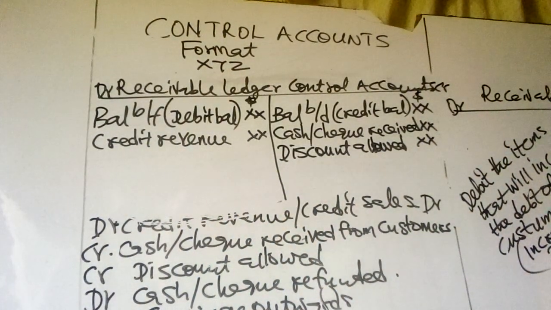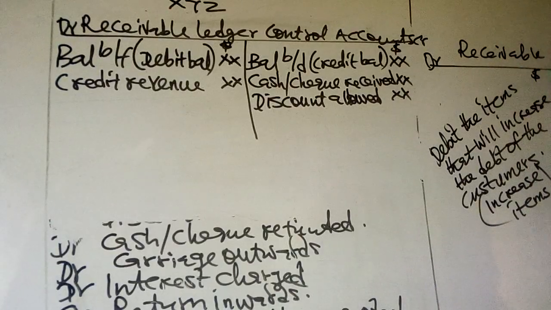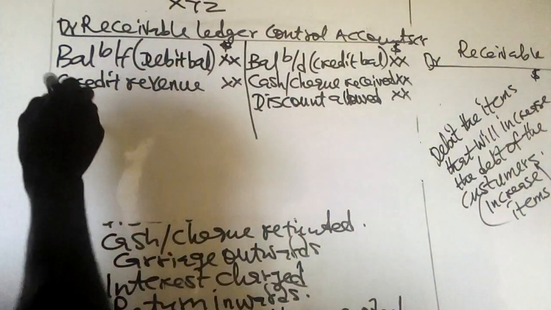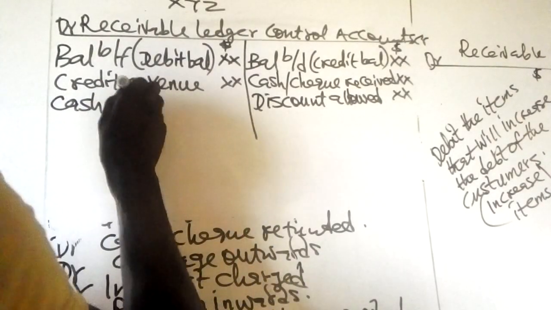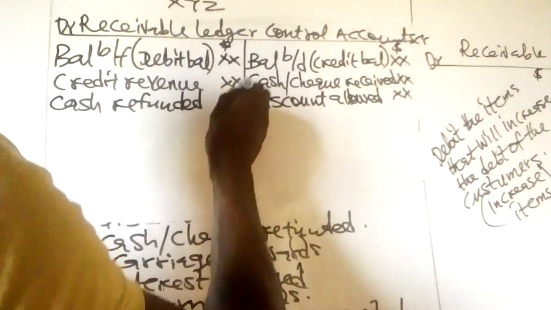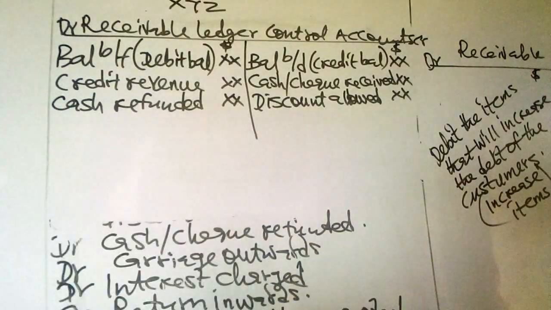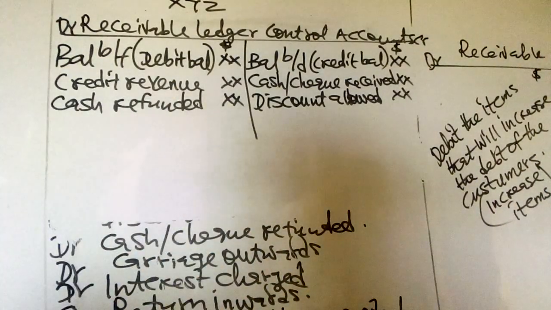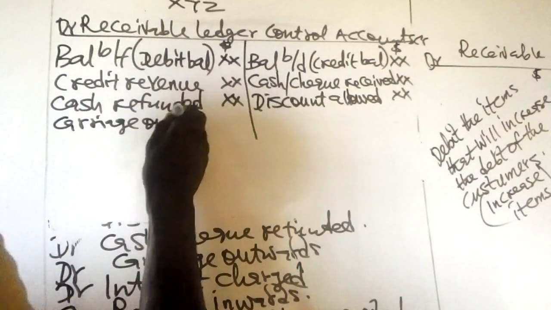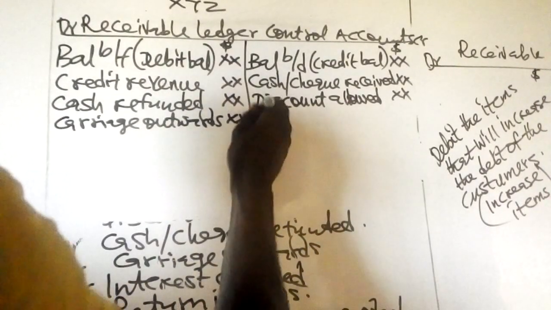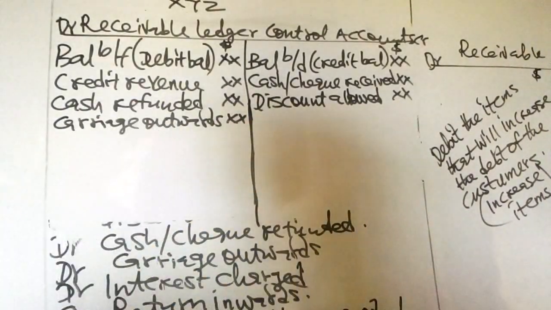After discount allowed, you have cash refunded. I've told you that this will lead to an increase in the customer's indebtedness. Cash refunded, you debit it. After cash refunded, we have carriage outwards. The cost of transporting the goods to customers, you have to add it to the amount you sell it. Carriage outwards will lead to an increase in the amount the customers ought to pay. So that is why we debit it.